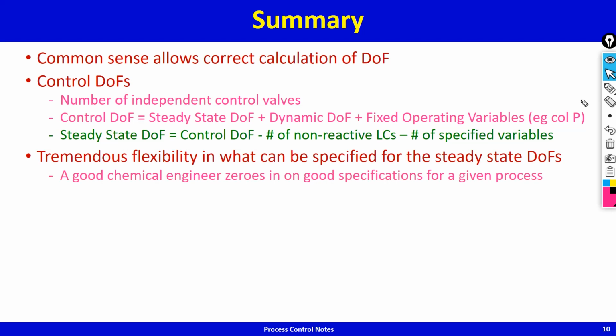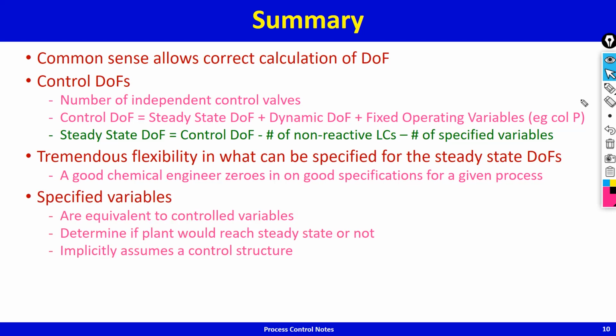As I have been saying again and again, tremendous flexibility exists in what can be specified for the steady state degrees of freedom, and in fact this is what distinguishes a good chemical engineer from a not so good chemical engineer. A good chemical engineer will zero in on good specifications for a given process by inspection, simply by inspection. And it is this insight that needs to be developed by chemical engineers, and I hope that maybe after you've gone through all the material that I have to offer, you will get some sense of how to go about doing it.